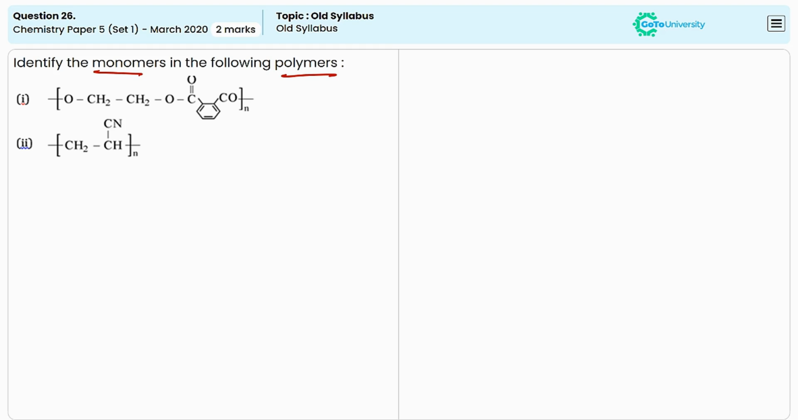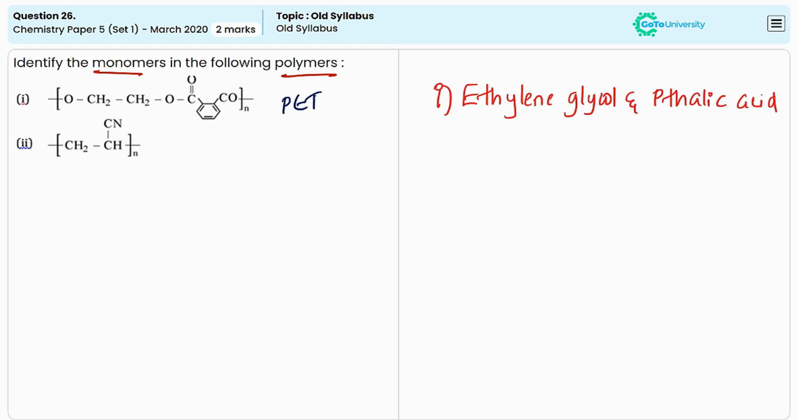The first polymer given here is polyethylene terephthalate, also known as PET. The monomers used for the preparation of this polymer include ethylene glycol and phthalic acid. Both of these molecules will undergo a condensation reaction to produce PET.